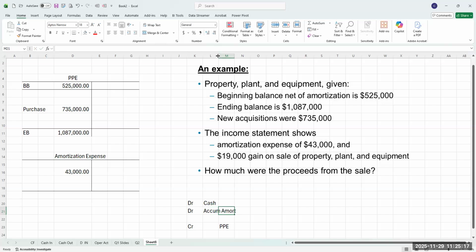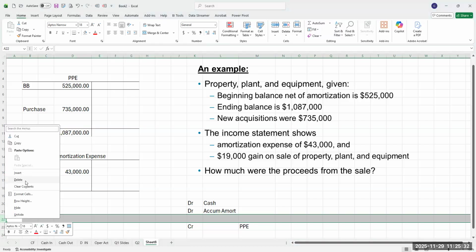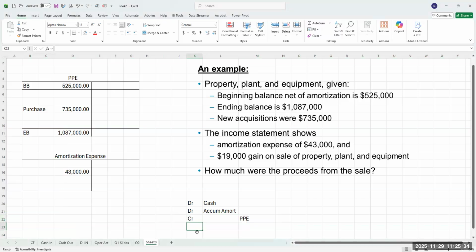Right? And on top of that, I have a gain. Now I know the gain is on the credit side, not on the debit side. So I have a gain, credit, gain. Sorry, that's not going to be here. Credit gain is going to be here.